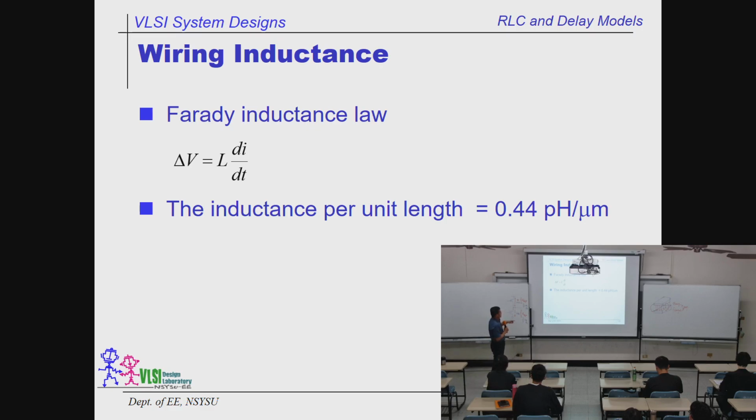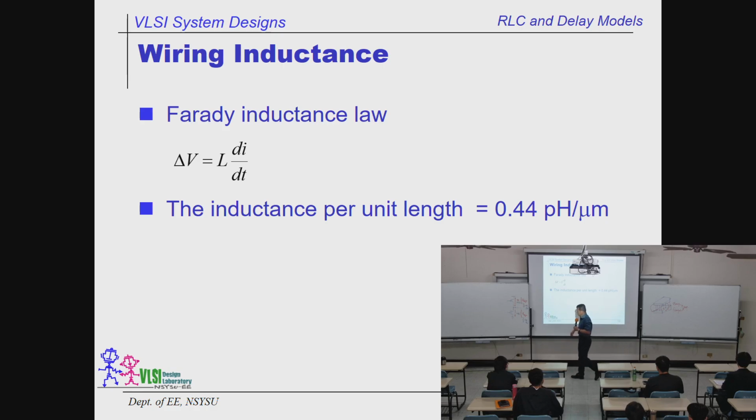So Faraday's inductance law tells one thing: when there is a sudden change of current, di over dt times a constant L, this L does not mean the length, it means the inductance, equals the voltage drop that the current change creates. So it's very scary. Why is it scary? The unit is about pH, and p is 10 to the minus 12. It's very small, so in most cases we don't care about it.